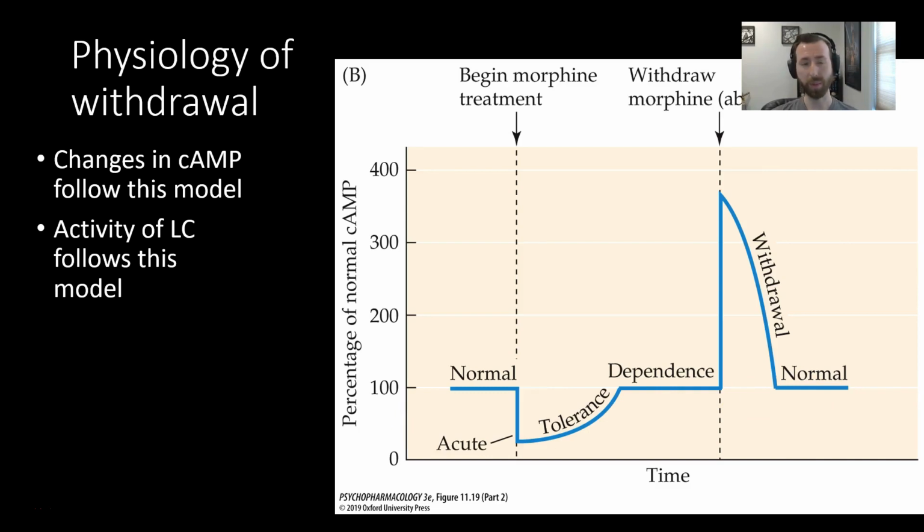Also, we see locus coeruleus firing activity following this model as well, the same sort of reduction in firing during the induction of morphine, then an increase in firing as tolerance develops, and then a massive increase in firing as withdrawal begins. And this is one of the reasons why noradrenergic drugs can be helpful in dealing with withdrawal symptoms, but we'll talk about that more next time.